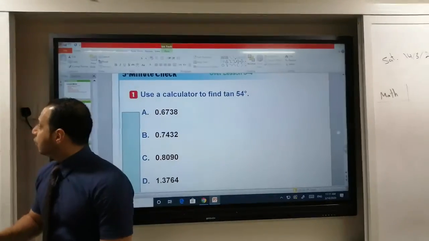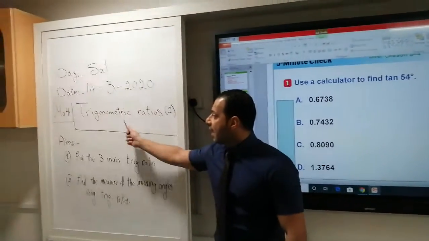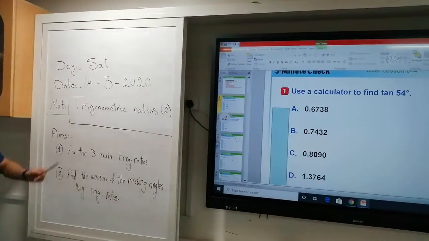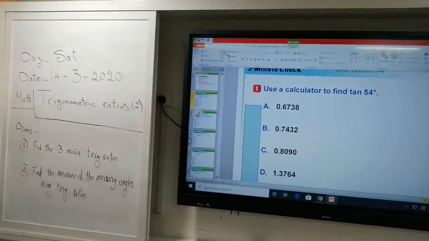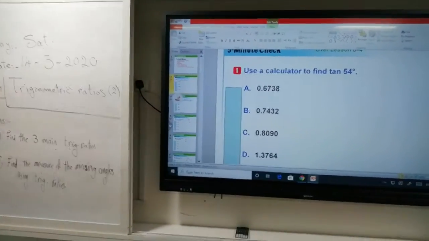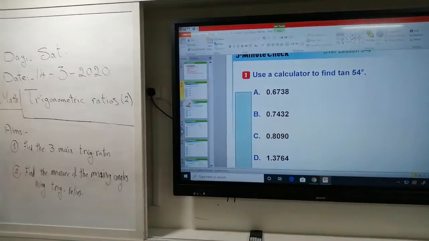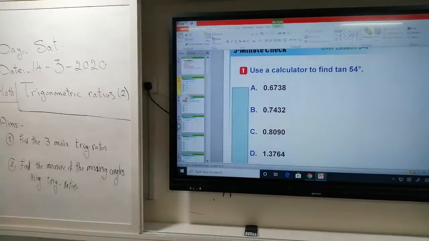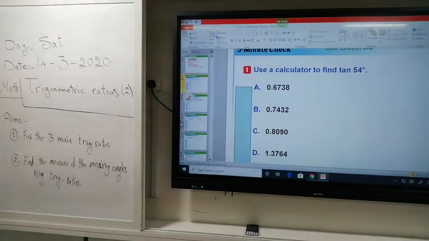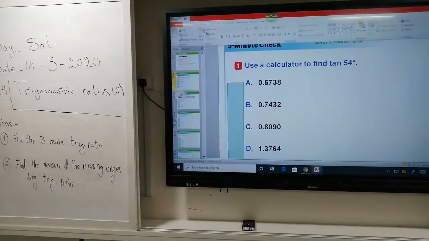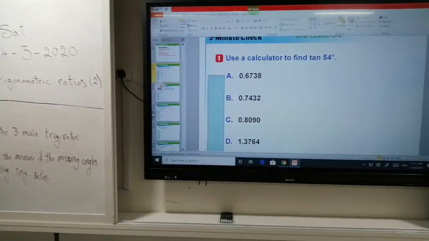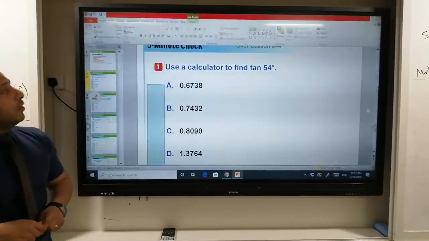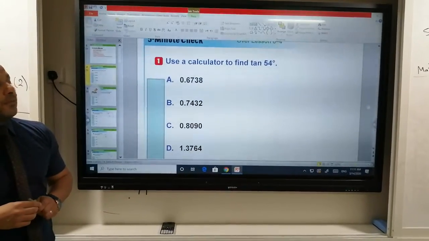Please, shall we start together the trigonometric ratios part 2. The aim of this lesson, by the end of this lesson, is that we must know how to find the main trig ratios by using our calculators. Number 2, to find the measure of the missing angle using trig ratios. Let's start directly with the first example. Use a calculator to find tan 54.